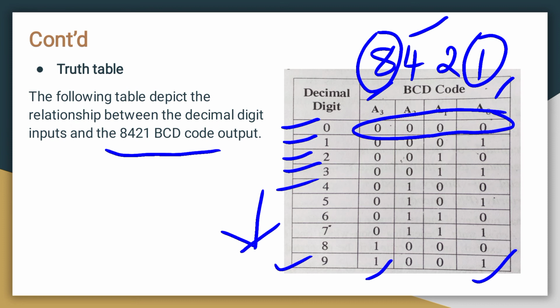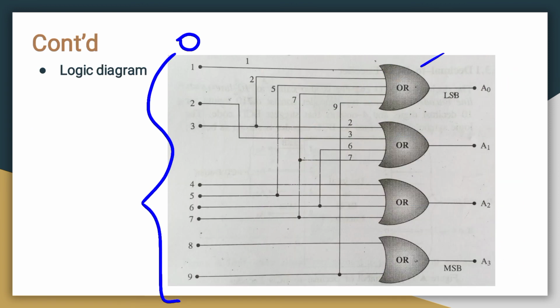For 0, there is no high input to get the output as 0, right? So if I want the output as 1, or if I want the output as 6, then any one of the inputs should be high, right? But for 0, we don't have any input as high. So in this we have not taken the 0 line. Clear? Next, we have taken 1 to 9 excluding 0.